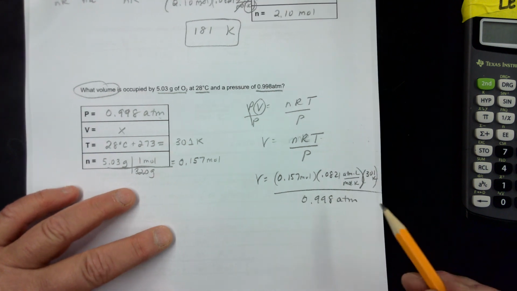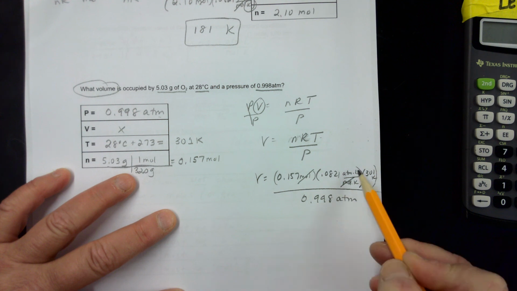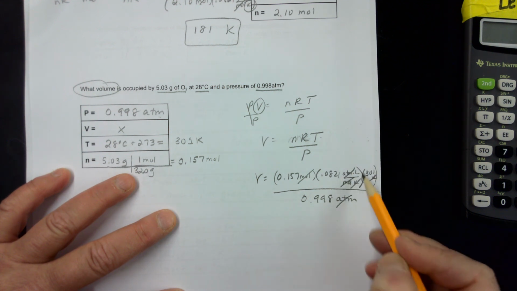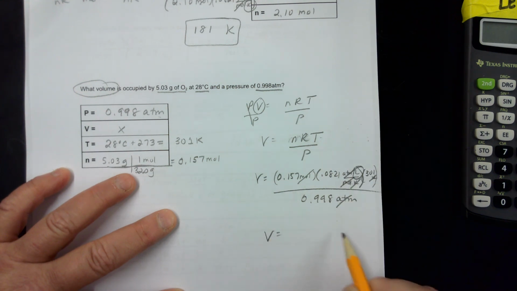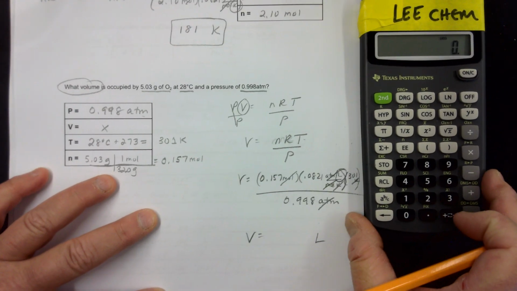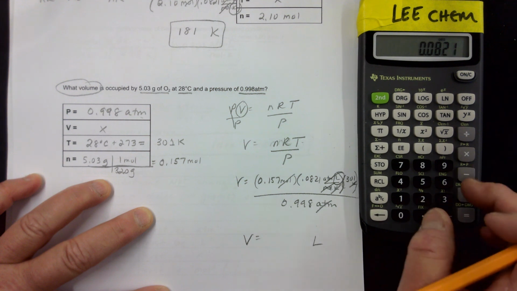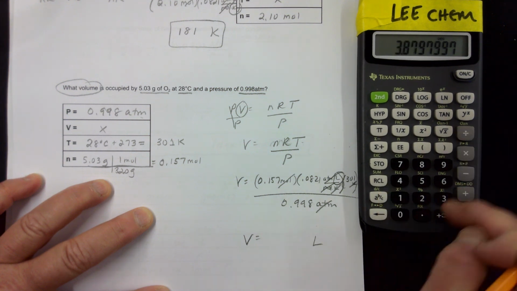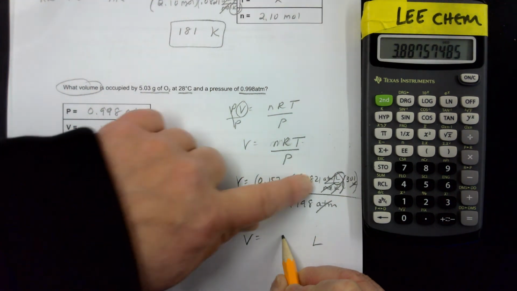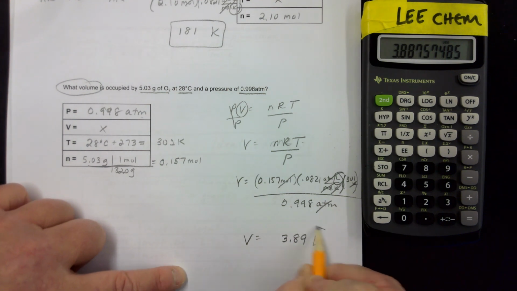All right, let's take a look. Units canceling, I've got moles and moles canceling. I've got atmospheres and atmospheres canceling, and I've got Kelvin and Kelvin canceling, leaving me with liters. And the math now becomes 0.157 times 0.0821 times 301 divided by 0.998. And we get, looks like we are looking for 3 significant figures, so 3.89 liters.